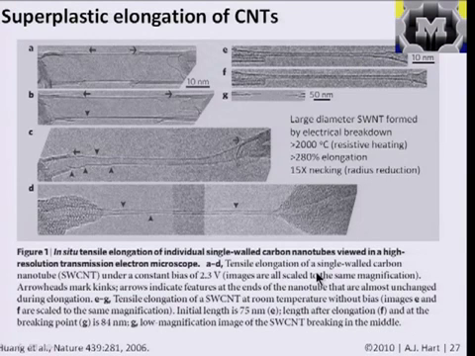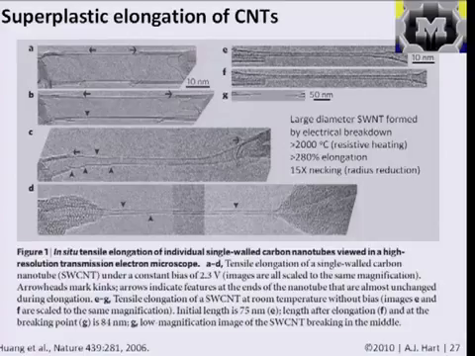And another interesting aspect that's been studied with nanotubes is, we talked about how they elongate and kind of fail in this kind of brittle fashion when we strain them at room temperature.